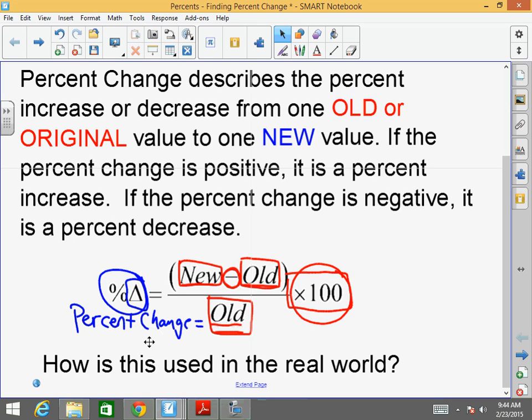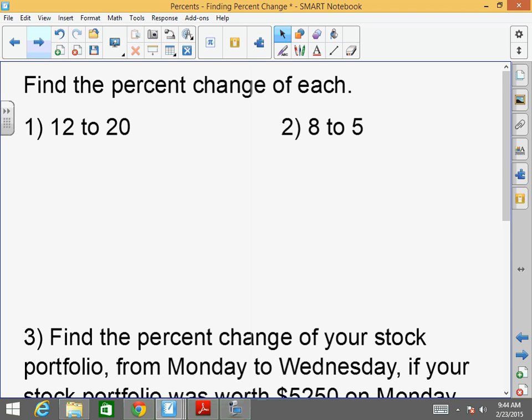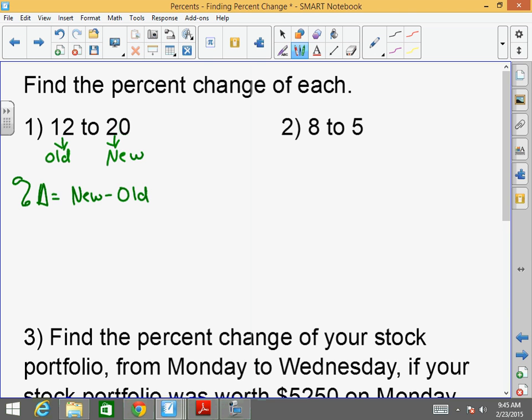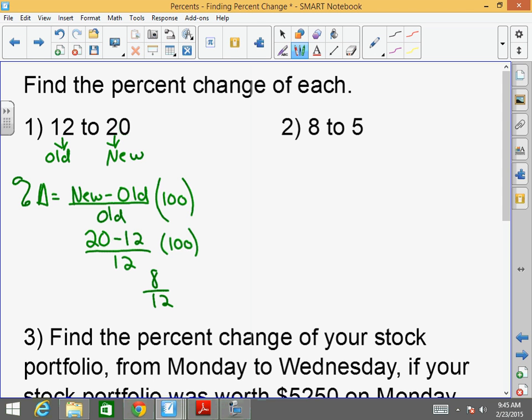Now, let's continue to our examples. Find the percent change of each. I'm going from 12 to 20. This is my old or original value, and this is my new value. Percent change formula is new minus old divided by old times 100. So new is 20 minus 12, it's not 800, divided by 12 times 100. So this is 20 minus 12, which is 8, over 12. Now, guys, we know how to turn this into a decimal. Let's divide both by 4. You're going to get 2/3.